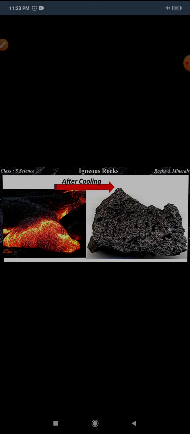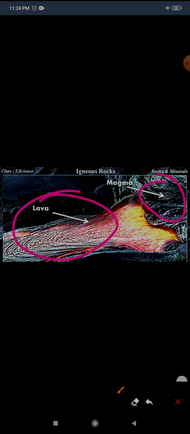Here on the right you can see igneous rock, and how it is cooling down. After cooling down, it is called igneous rock. So here you can see in this picture. Molten rock inside the earth is called magma. Molten rock, that is called magma. And when it flows out onto the surface, it is called lava.